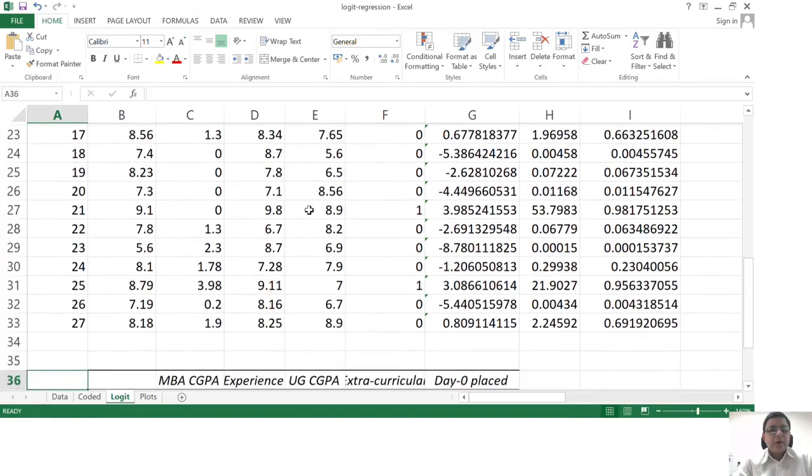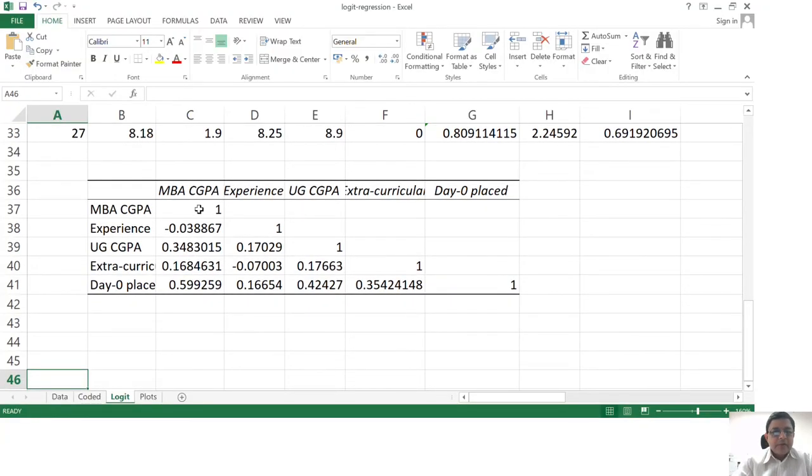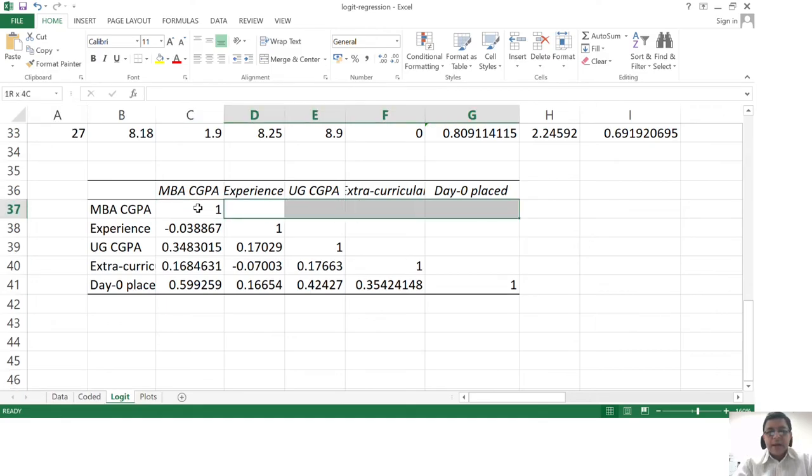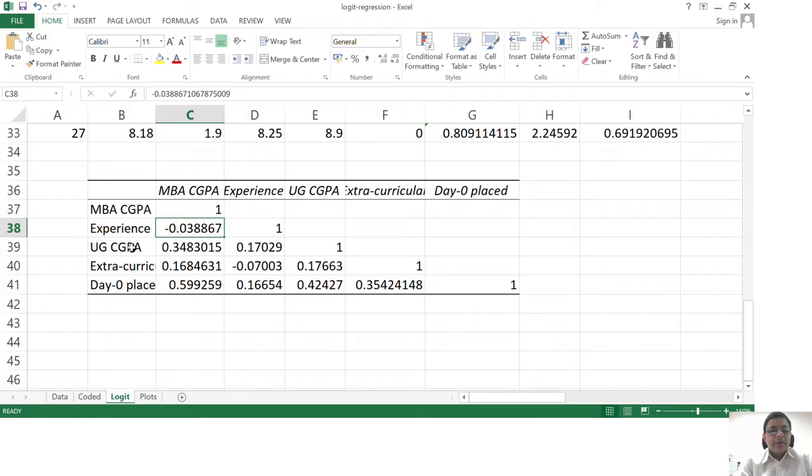The first thing to be seen are the correlation coefficients, which is going to be a matrix, and these values are blank because it's a symmetric property. Correlation is a symmetric property. So the correlation between experience and MBA CGPA is fairly weak, negative 0.03. Correlation between UG CGPA and MBA CGPA is quite strong, and we have seen it is generally strong. But what we are interested in are the correlation coefficients of the response variable with the explanatory variables. So MBA CGPA is correlated with placement, y is equal to 1 or 0, and the correlation coefficient is 0.6 almost. Experience and placement is 0.16. UG CGPA and placement is 0.42, and extracurricular and placement is 0.35.